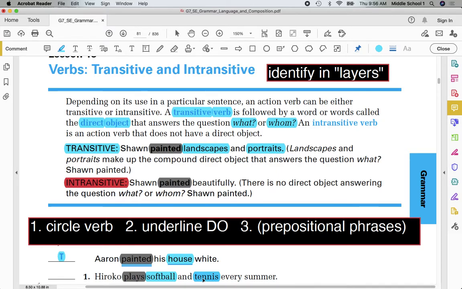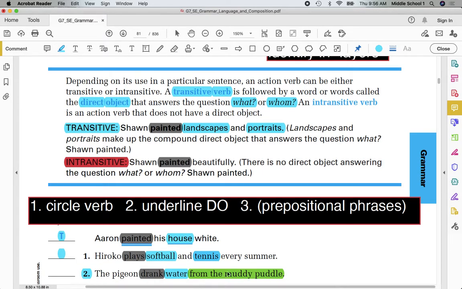Hiroko plays softball and tennis every summer. Verb, plays. Plays what? Softball. Plays what? Tennis. Like my example above, I have 2 of them. It's transitive. Why? Because it has an object. Sentence 2. Notice the green prepositional phrase. Class, that's almost half of the sentence that I cannot use. My prepositional phrase will not be my verb. My prepositional phrase will not be my subject. And my prepositional phrase cannot be the object of the verb.